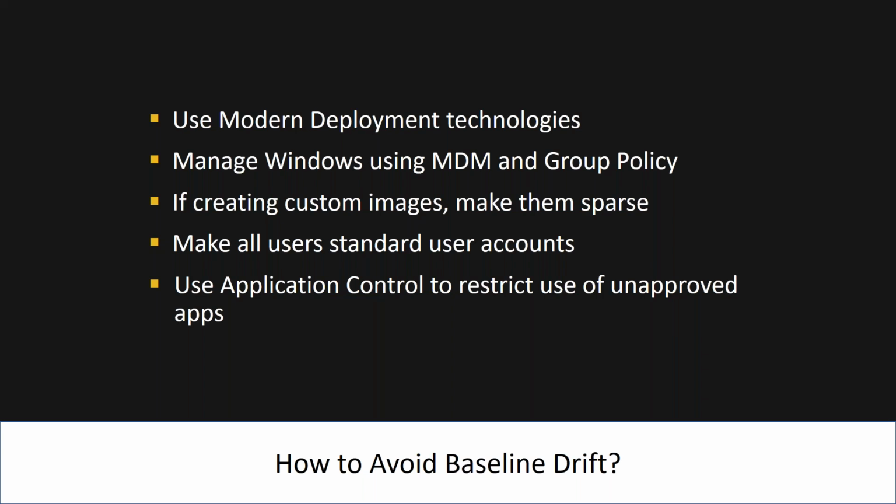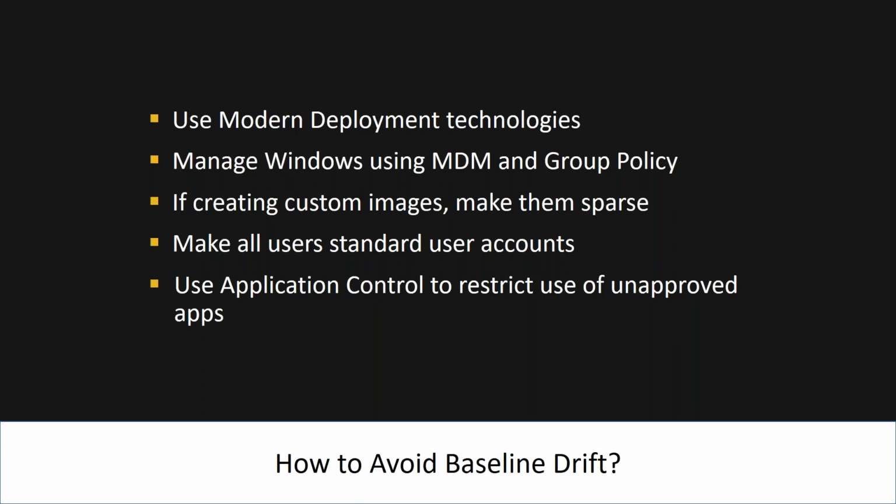If you do decide to use that legacy system of creating a gold standard image, try and make them as sparse as you possibly can, and then manage the image once it gets deployed. Maybe using, again, it could be group policy, it could be System Center Configuration Manager, but try and make that image as sparse as you possibly can.